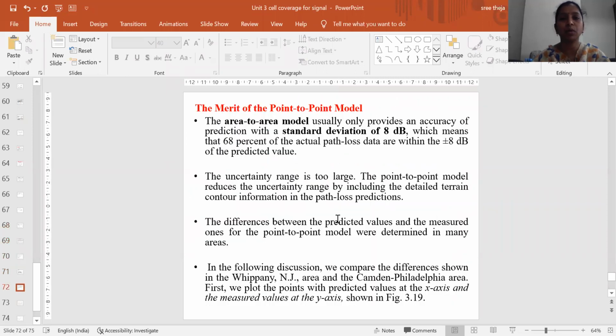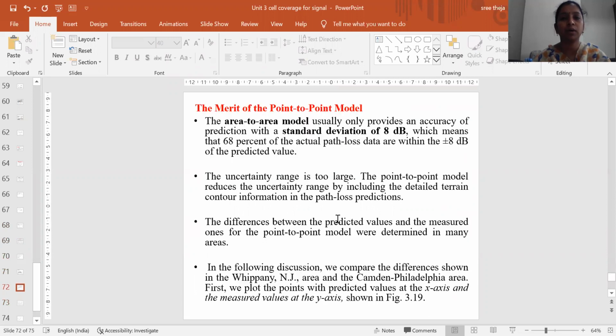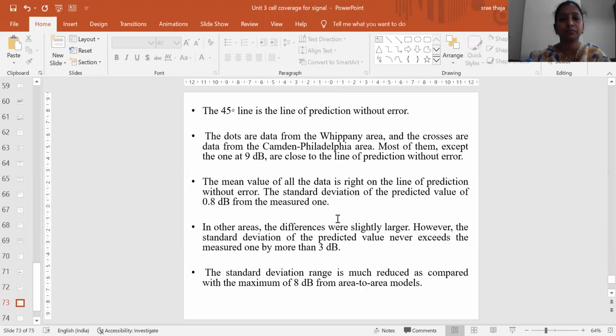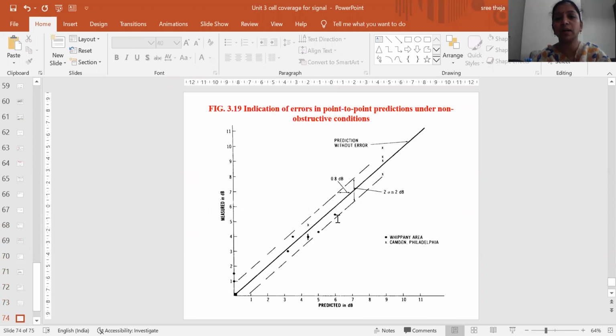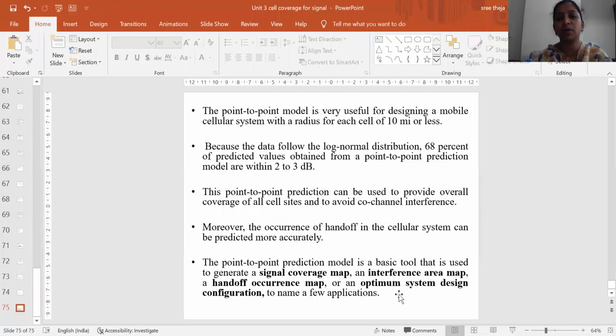So this is about the point-to-point model, its merits. You can see the mean value here is 3 dB. The standard deviation range is much reduced as compared to the maximum of 8 dB for the area-to-area prediction model. And the advantages of the point-to-point model are that it can be used for signal coverage, interference area map, handoff occurrence map, and optimum design configuration. So these are the advantages of the point-to-point model or Lee model.